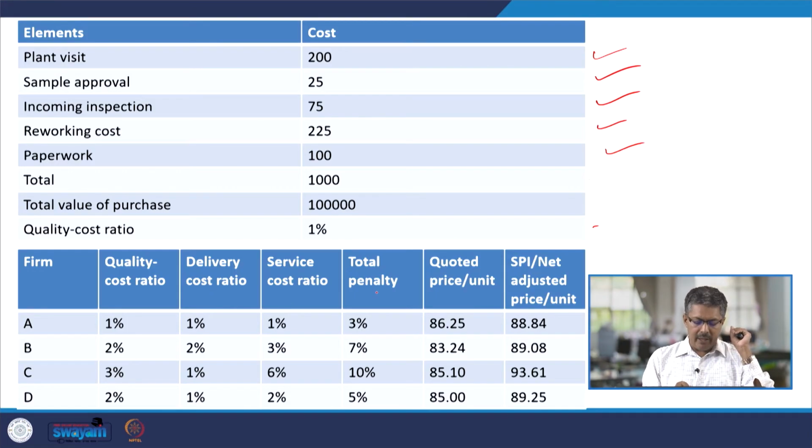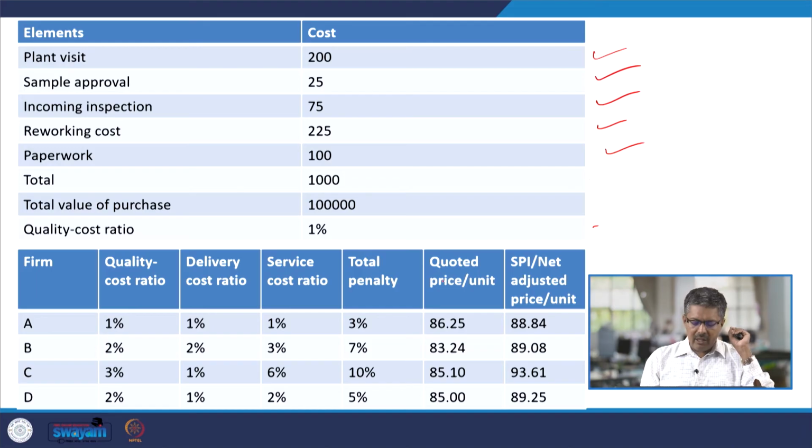So, what is the total penalty now? 1 plus 1 plus 1 in the first case 3%, second case B 2% plus 2% plus 3%, this is 7%, C 10%, D 5%. Now, the quoted price, let us say each supplier has quoted an individual price. Supplier A has quoted you 86.25, B 83.24, C 85.1 and D 85.